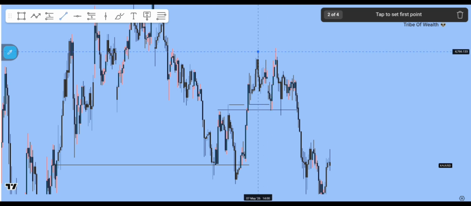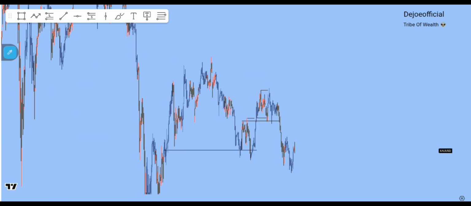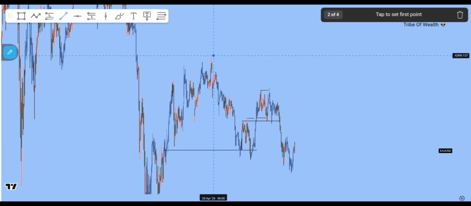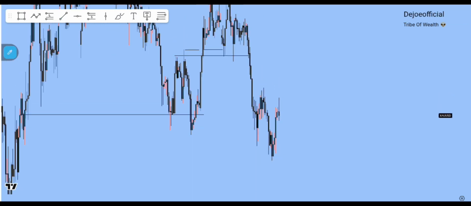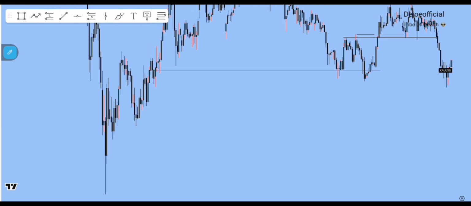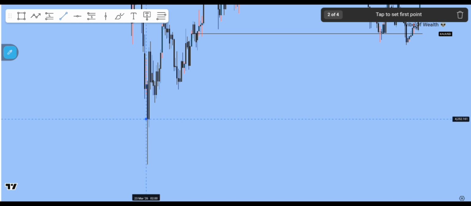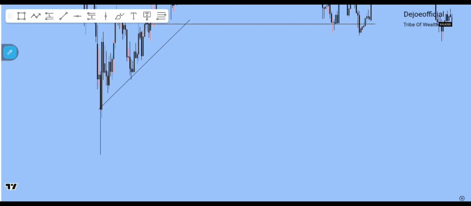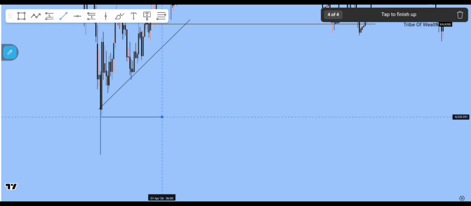But I was expecting it, because I actually saw this zone, I was expecting it to take out this particular high. It didn't. It just took out the internal structure and then dumped and disrespected the whole zone, which has given me confidence that gold may sell. And also on this 4 hours time frame, you can see there is a trend line liquidity at this particular point. So I'll be expecting gold on this 4 hours time frame to at least take out this particular low.